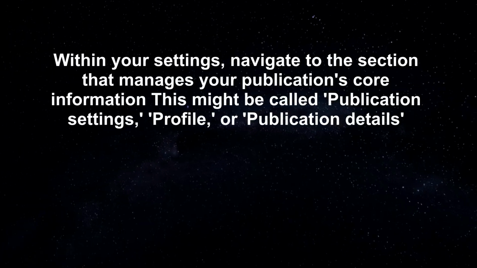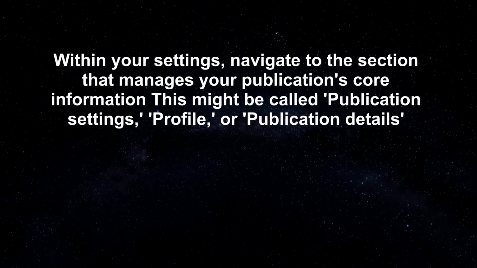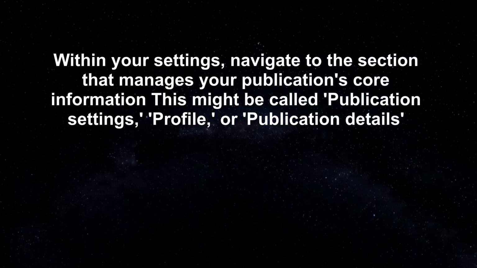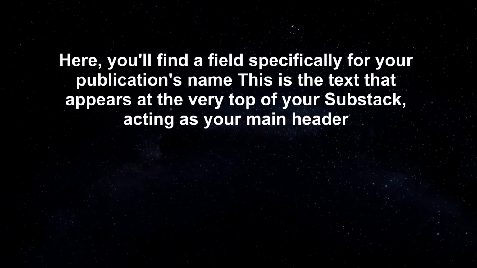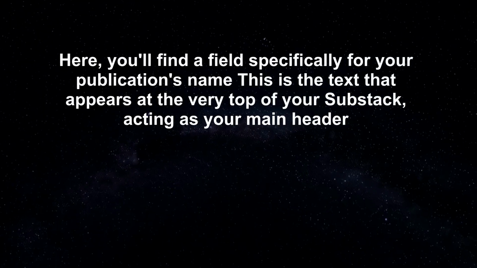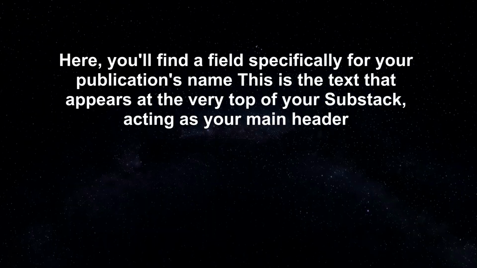Within your settings, navigate to the section that manages your publication's core information. This might be called Publication Settings, Profile, or Publication Details. Here, you'll find a field specifically for your publication's name. This is the text that appears at the very top of your Substack, acting as your main header.